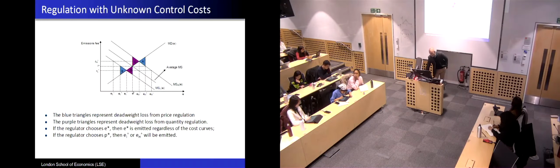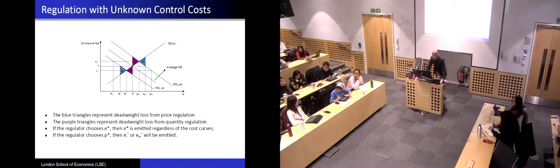But if we had full information, let's say it's a high cost firm, we should have set the cap higher here. If it's a low cost, we should have done it here. So these triangles, C and D, represent the dead weight loss associated with each one of them. Does that make sense so far?